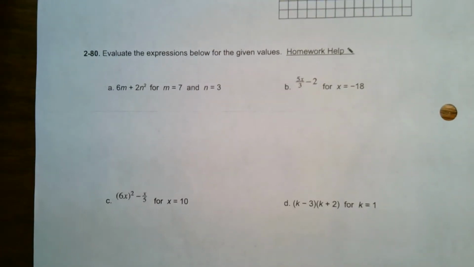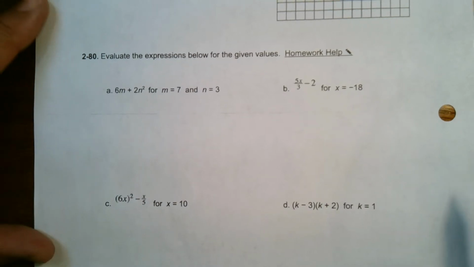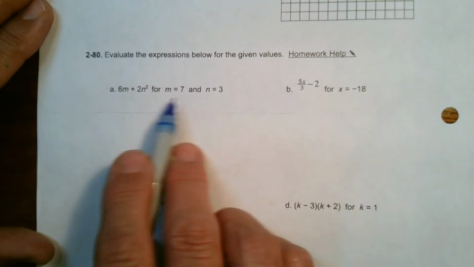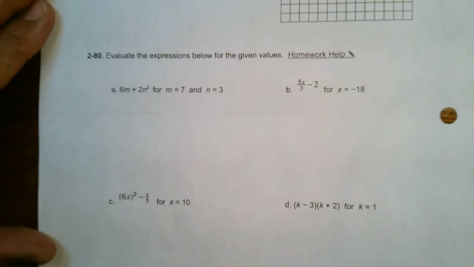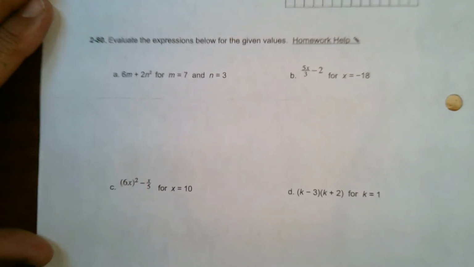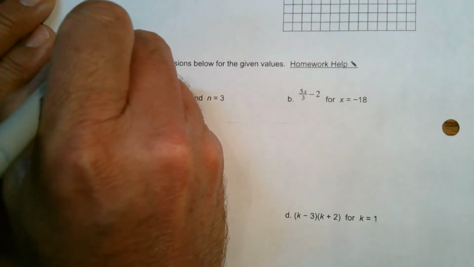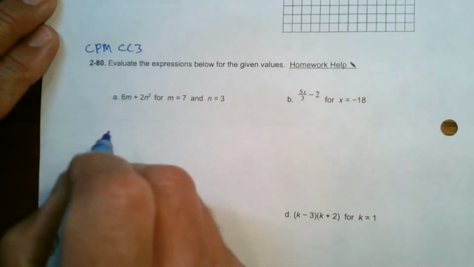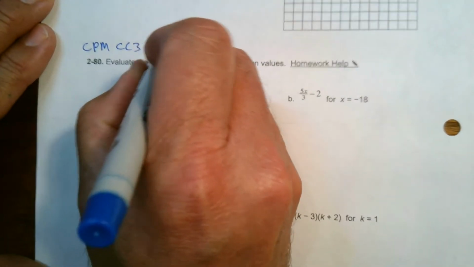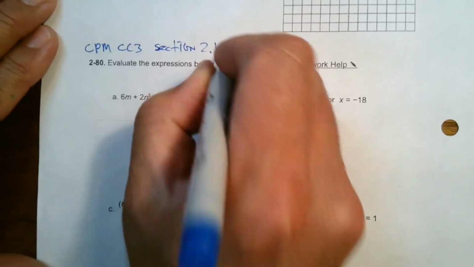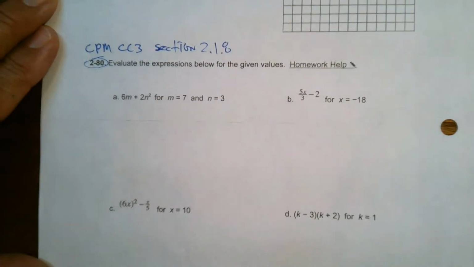We are looking at evaluating expressions given values. So these are algebraic expressions, and they give us the values for those variables, and then we evaluate and do the order of operations accordingly. So this is coming from CPM Course 3, CC3, and this is section 2.1.8, and it's number 2-80.